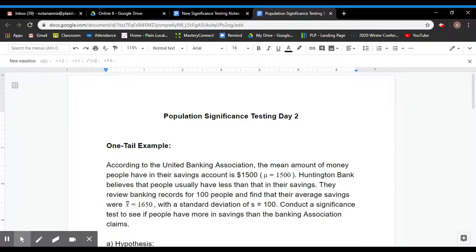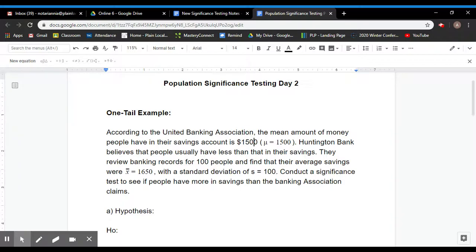All right, so first up, just straight off the bat, I'll say this is a one-tail example. So our scenario: according to the United Banking Association, the mean amount of money people have in their savings account is $1,500. So mu, our mean, is 1,500. That is our population data. The Huntington Bank believes that people usually have less than that in their savings. They review banking records for 100 people and find that their average savings were $1,650 with a standard deviation of 100. Conduct a significance test to see if people have more in savings than the Banking Association claims.